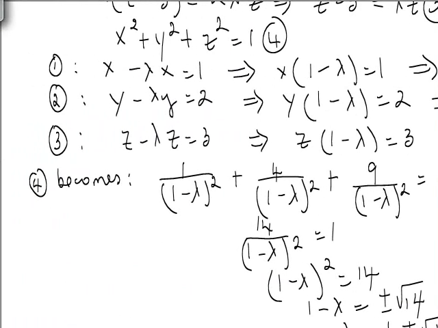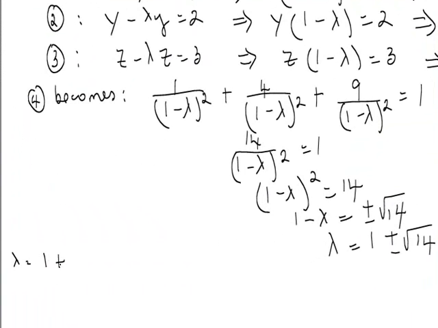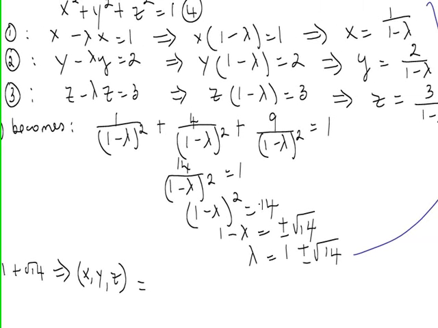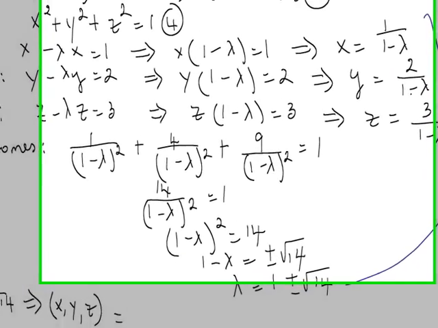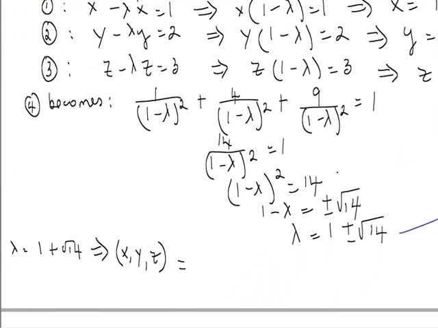Okay, we have 2. Lambda equals 1 plus square root 14 implies your x, y, z point. So you're taking that and putting it into these up there. Lambda equals 1 plus square root 14, and you're going to get x is minus 1 over square root 14, y is minus 2 over square root 14, z is minus 3 over square root 14.